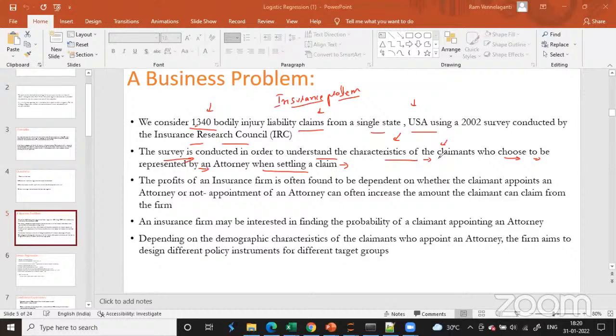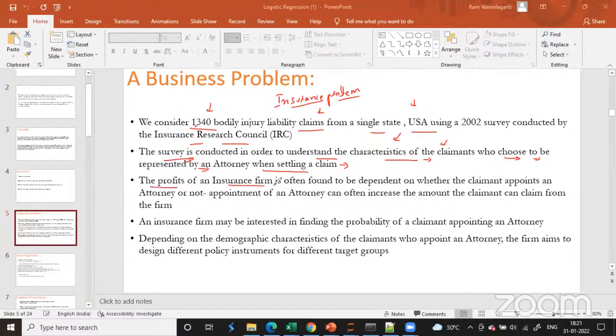That is the problem. So we want to understand how many, or what are the characteristics, of customers who wish to be represented by a lawyer when they are trying to settle their insurance claims. That is the problem. Why are we interested in finding out?